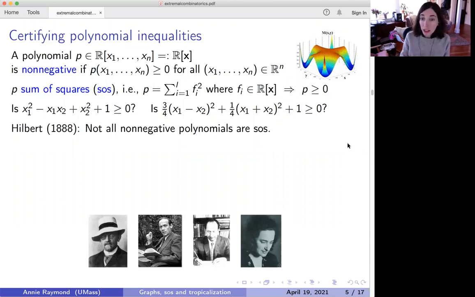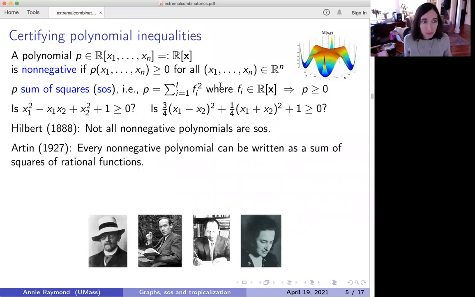So after this result, Hilbert asked, well, maybe we're being too restrictive. Maybe asking for a sum of squares is too much. So what if we ask for a sum of squares of rational functions instead of a sum of squares of polynomials? So what if we allow dividing a polynomial by another polynomial there? Will this work? And so that was the 17th problem. And Artin in 1927 showed that yes, actually every non-negative polynomial can be written as a sum of squares of rational functions. So this was great.